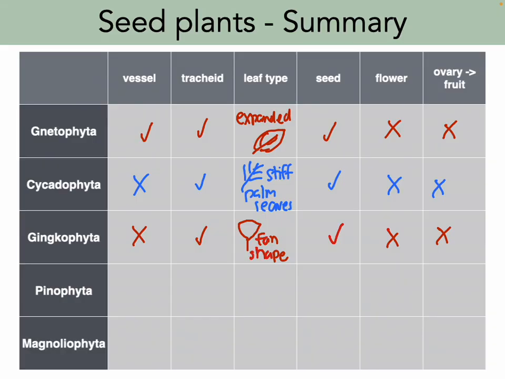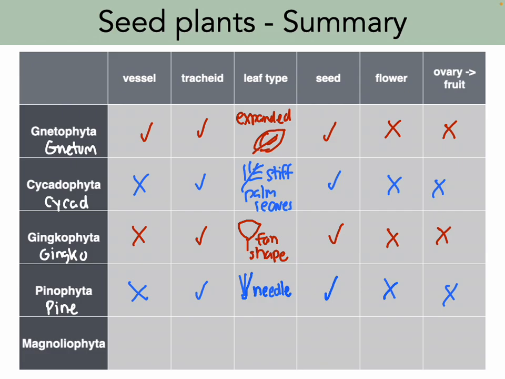Let's write the common name down. The pine. This is ginkgo. This is cycad. This is Gnetum. Okay. Pine tree. Do pine tree have vessel? They are softwood, so no vessel, right? But tracheid, yes. Leaf type is needle. They are needle leaf. Pine seed, yes, right? For pine nut. Flower or fruit? No.